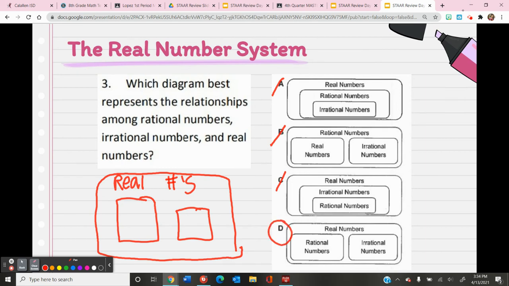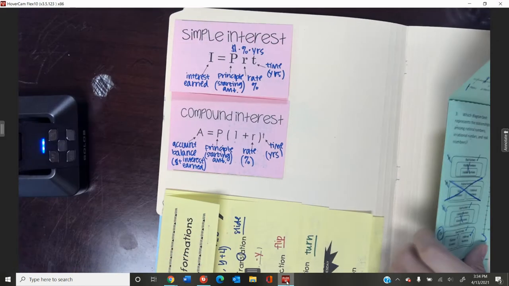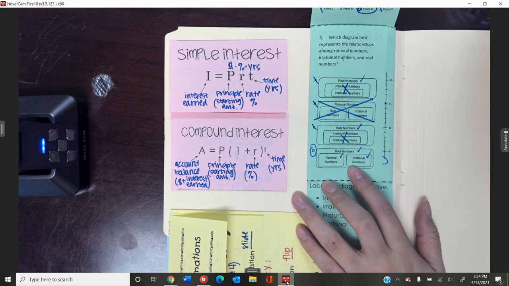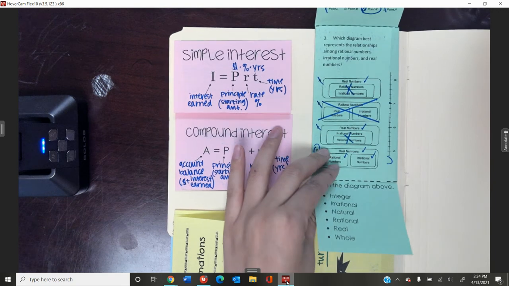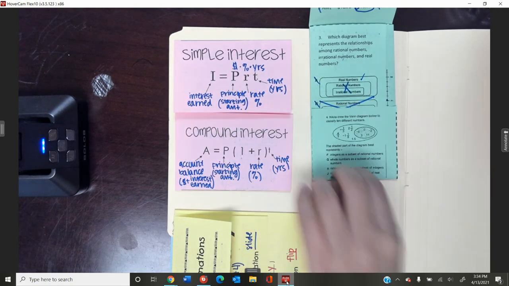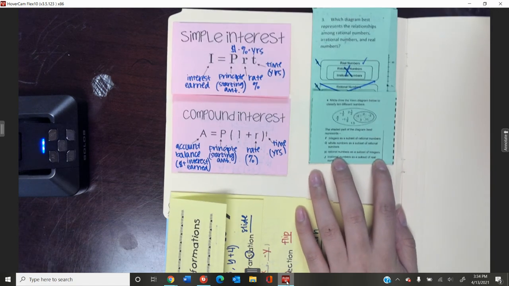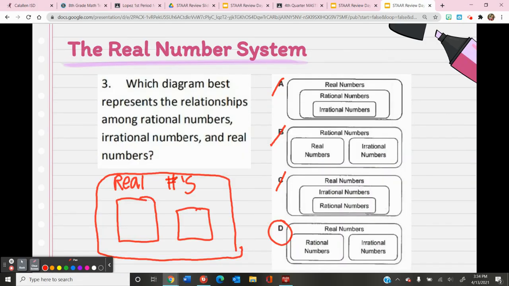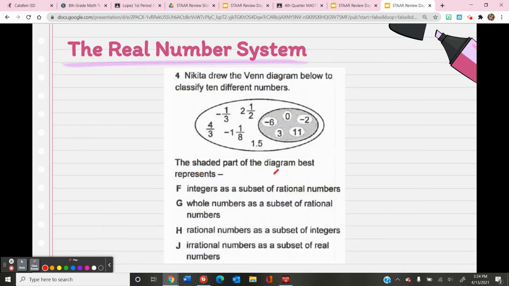So this is the real number system, and I have rational numbers and irrational numbers. So looking at your foldable, this is everything you should have written down for number 3. So if you need a second, go ahead and pause. But other than that, we're going to go ahead and get into the last example, which is number 4. So we're right here on your foldable. So for number 4, it says Nikita drew the Venn diagram below to classify 10 different numbers. The shaded part of the diagram best represents what?